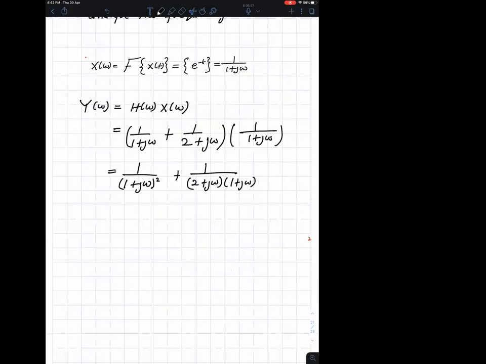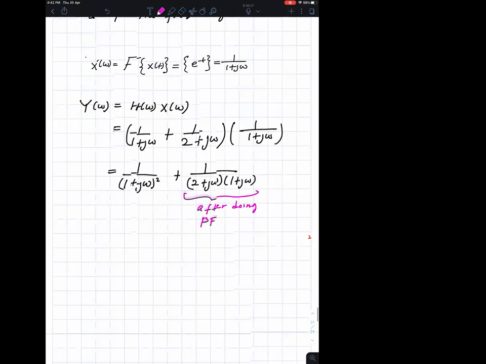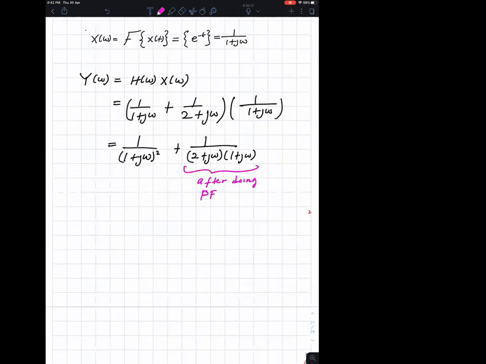After doing partial fraction, you don't need partial fraction for this, but you have to do partial fraction. We have done this before, so why should I do this again and waste my time? This is not a class in algebra. This is a class in signals and systems, so you guys should know how to do this.